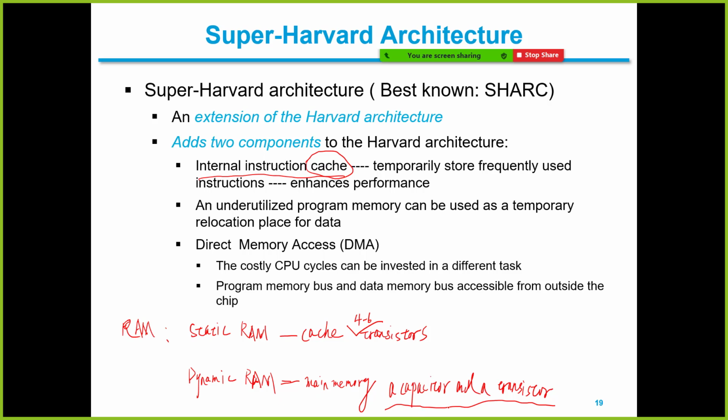So that's why dynamic RAM, DRAM, is slower than static RAM, SRAM. And usually this DRAM is used as main memory, and the static RAM is used as cache. So that's why cache is faster than main memory. This is the essential reason why cache is faster than main memory.